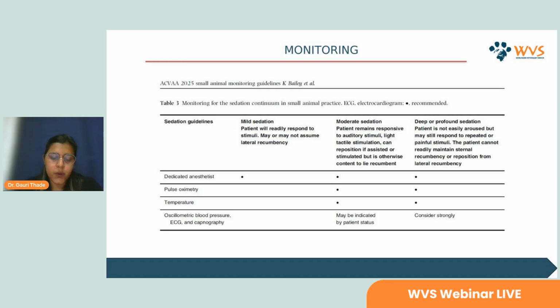This chart is from the 2025 ACVA anesthesia monitoring guidelines. It gives us recommendations for monitoring required at different levels of sedation. A dedicated anesthetist who is always in contact with the animal is required for all levels of sedation. They would be tracking the physical parameters, which include heart rate, pulse rate, respiratory rate, anesthetic depth, mucous membrane, and capillary refill time. At moderate levels of sedation, addition of pulse oximetry and temperature is recommended. And at deep levels, blood pressure, ECG, and capnography should be monitored in addition to the rest of the parameters.